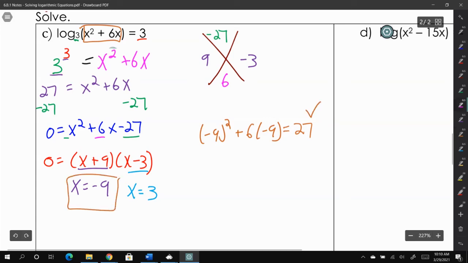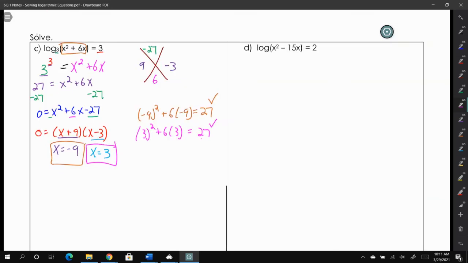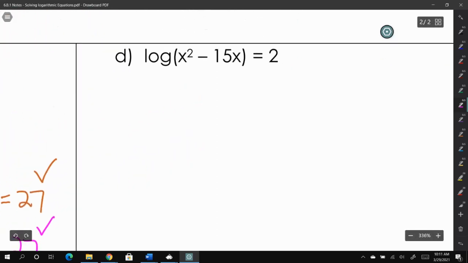And if I do the same thing for positive 3, if I type that into the calculator, I get positive 27 as well. So x equals 3 is a solution. All right, now letter D. Again, we don't have a number in front, so we don't have to multiply both sides by anything. We don't have anything being added or subtracted. So we can convert this right to exponential form.